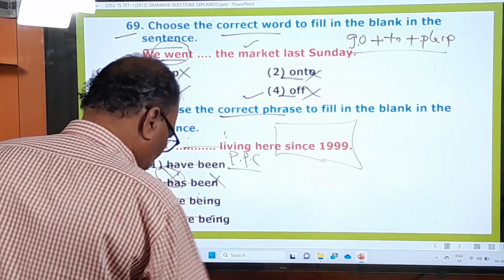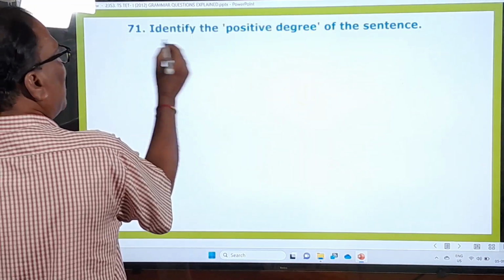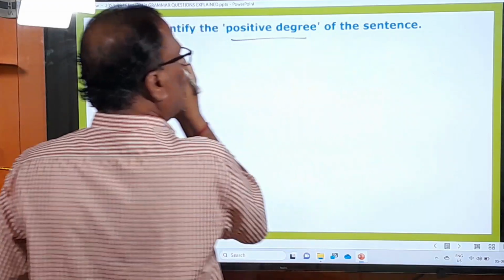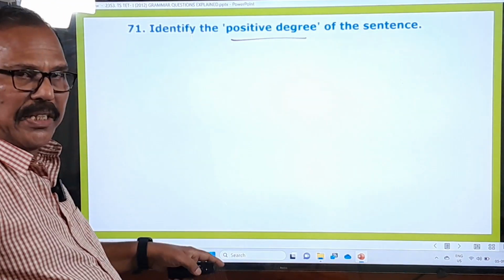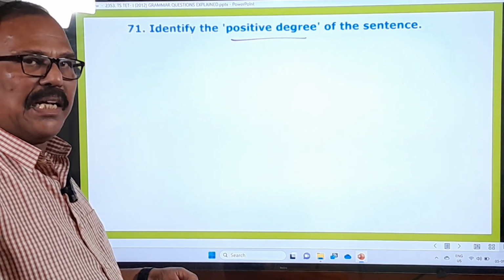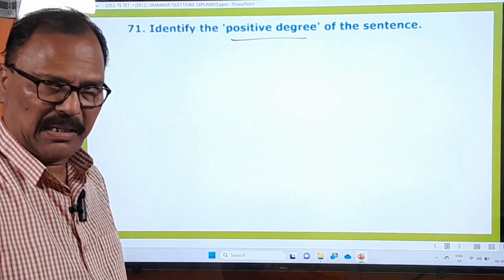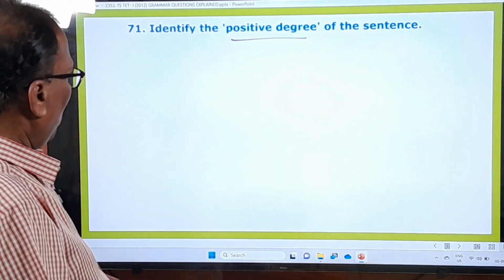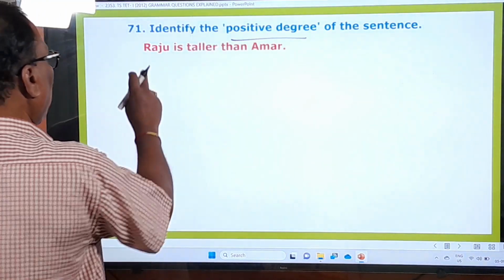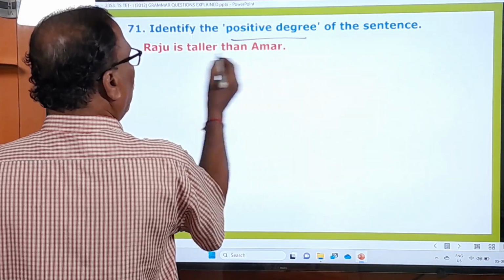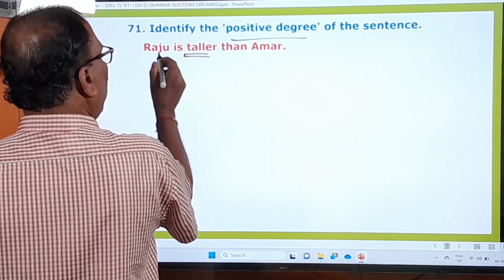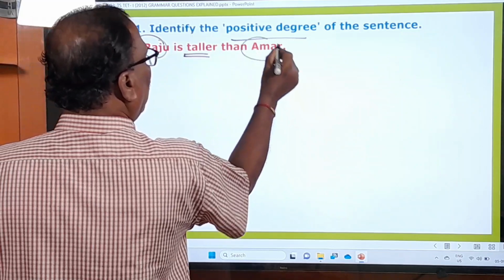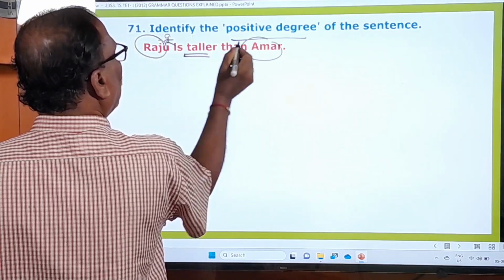Okay, now let's go to the next question. 71st question: identify the positive degree of the sentence. Now he is asking you to change the sentence into positive degree. Perhaps he must have given a sentence in the comparative or in the superlative degree. Okay, let us see that. "Raju is taller than Amar." So this is a comparative degree sentence. We are comparing Raju with Amar.